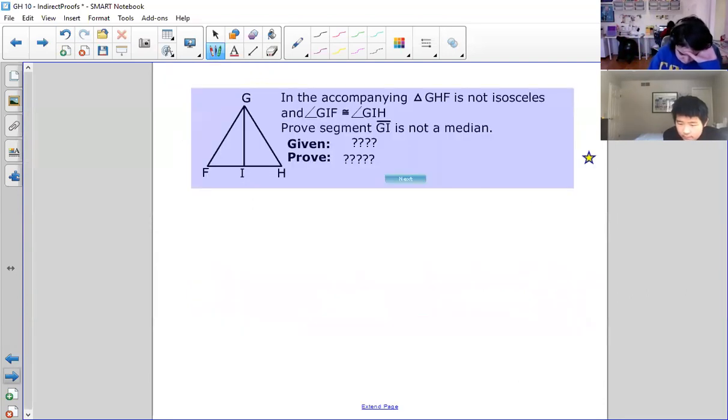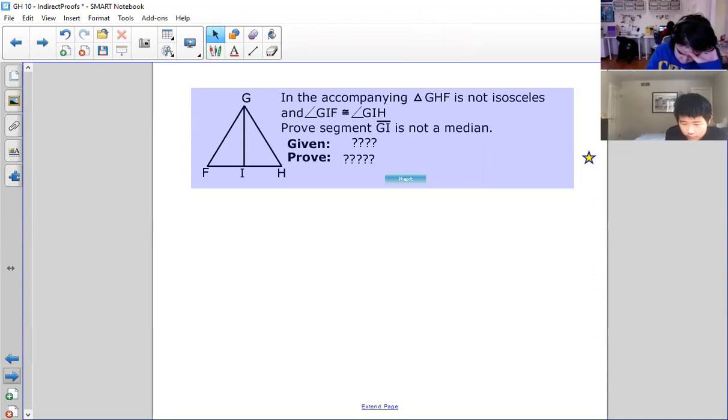So let's try another one. In the accompanying diagram, GHF is not isosceles, and angle GIF is congruent to angle GIH. Prove segment GI is not a median. So one of the things you're expected to do is to take a situation and translate that situation into a given and a prove. So I have to now decide, what's my given and what do I want to prove?